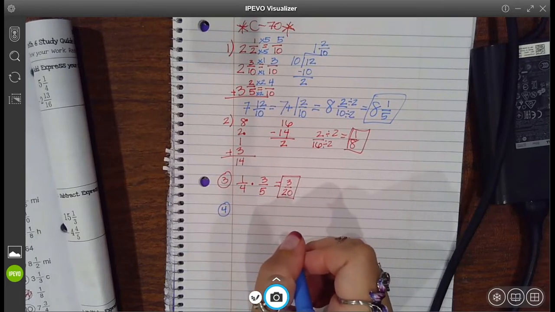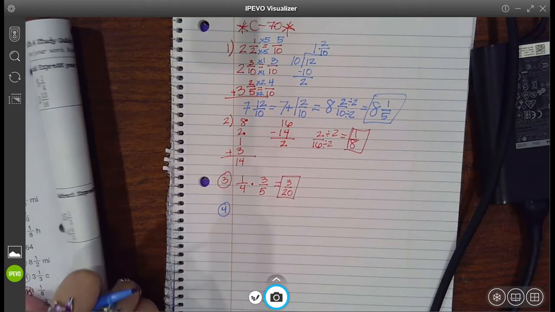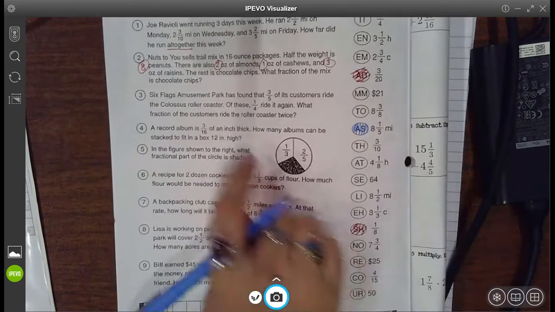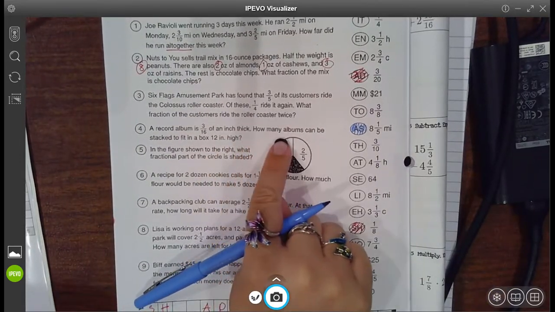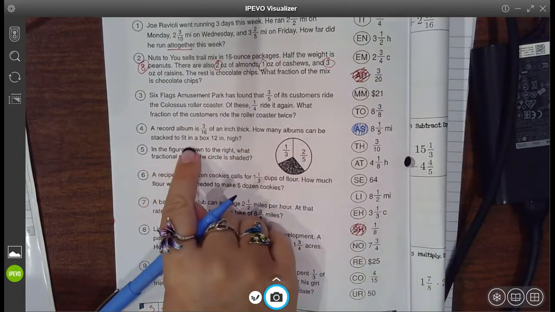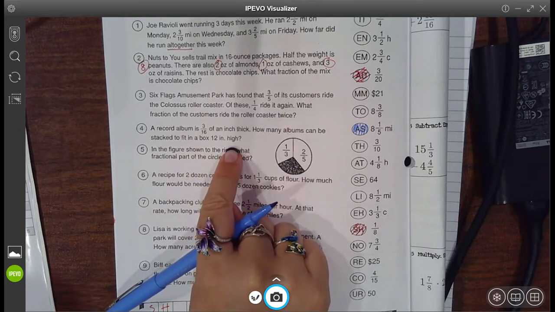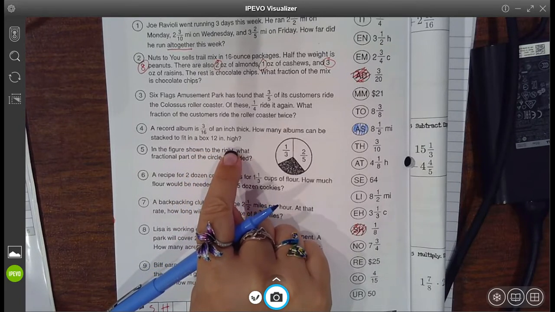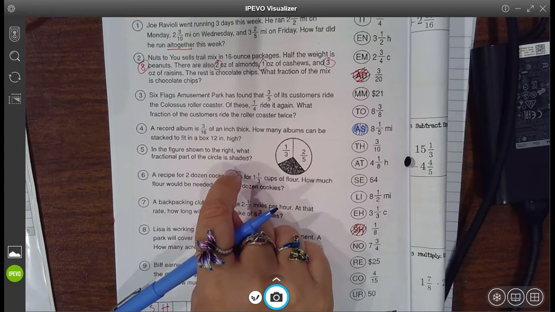Okay, our next one. Number 4 says that a record album is 3/16 of an inch thick. How many albums can be stacked to fit in a box 12 inches high? What do you think? Add, subtract, multiply, or divide? Trying to figure out how many can fit inside of something.